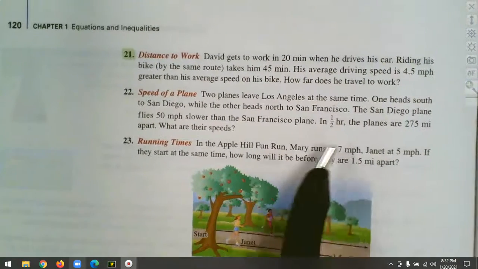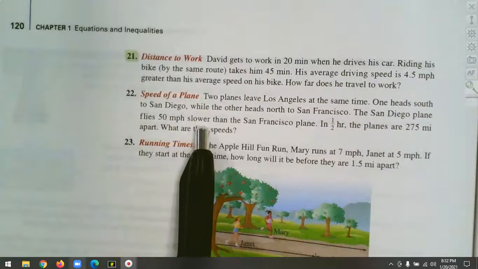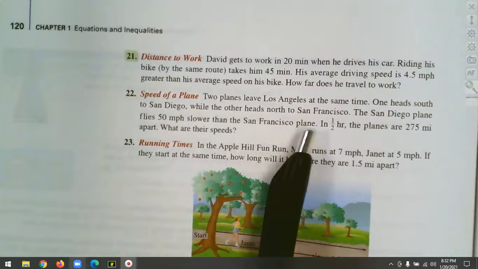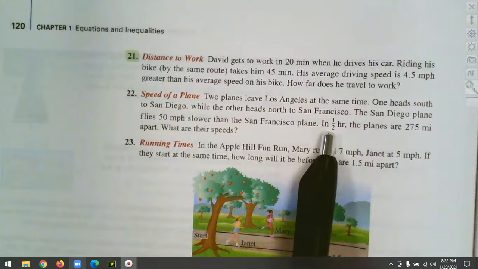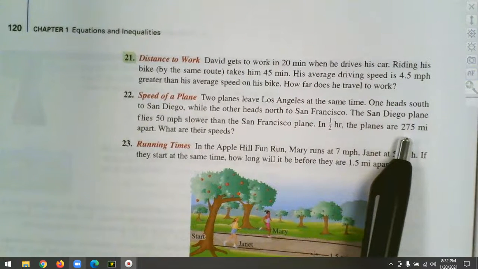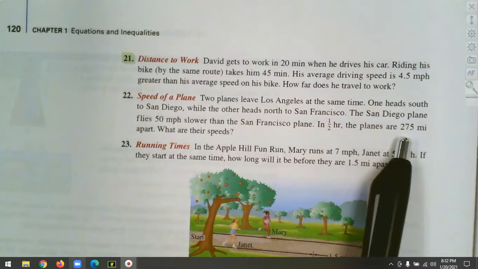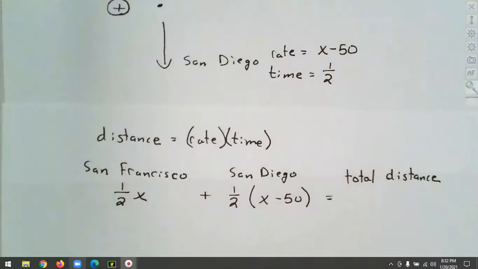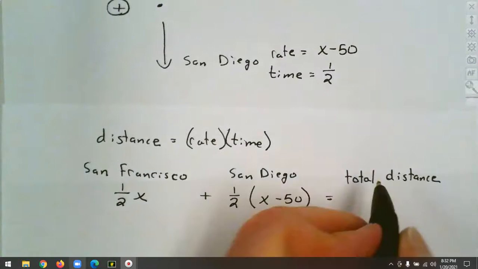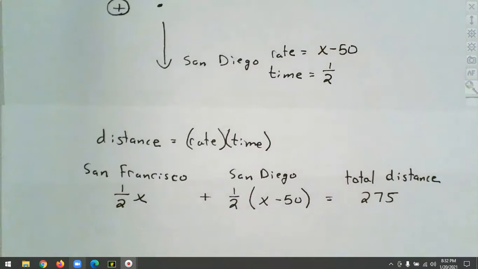So let's read this last line. It says the San Diego plane flies 50 miles an hour slower than the San Francisco plane in a half hour. The planes are 275 miles apart. So what does that 275 represent? Well, that represents your total distance, right? So that is going here. Does everyone see where I got that piece from? So that's going to be a number, and it's going to tell you the total distance.